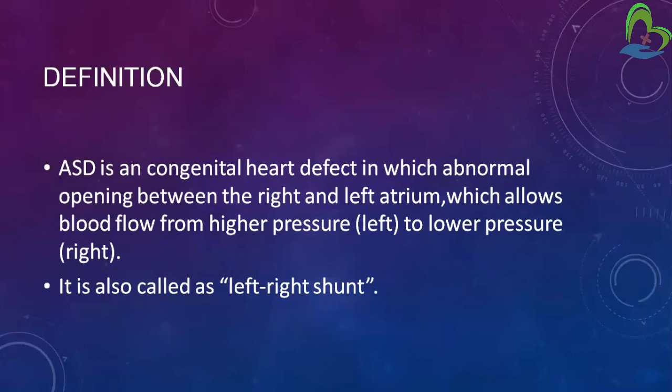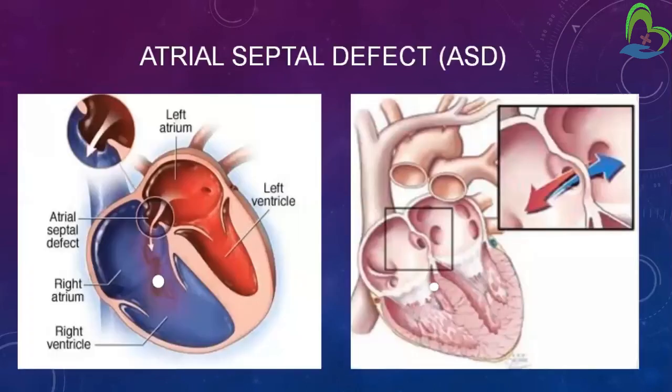Okay, so our first congenital heart disease is atrial septal defect, that is ASD. The definition: ASD is a congenital heart defect in which there is an abnormal opening between the right and left atrium, which allows blood flow from higher pressure left to lower pressure right. It is also called a left-right shunt. In ASD, firstly it is a congenital heart defect, and another point is that an abnormal opening is present. So in ASD, the abnormal opening is present between the right and left atrium. You can see in the picture.